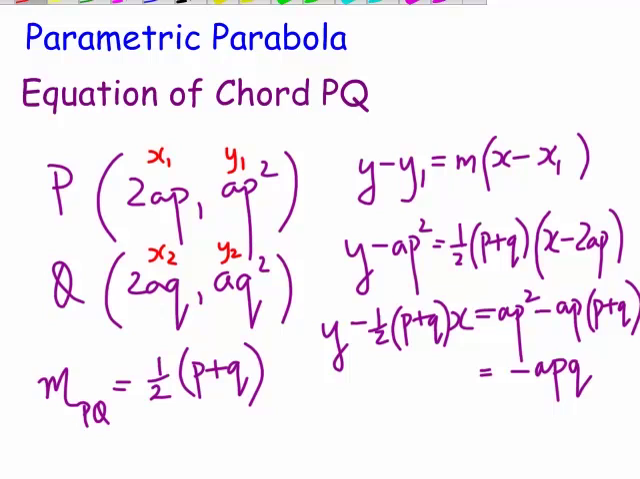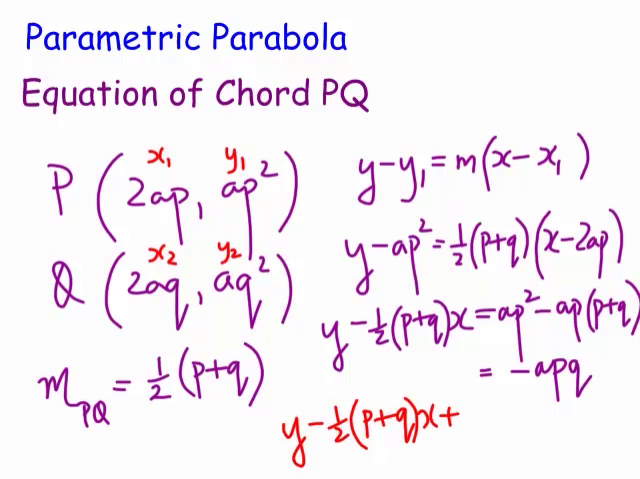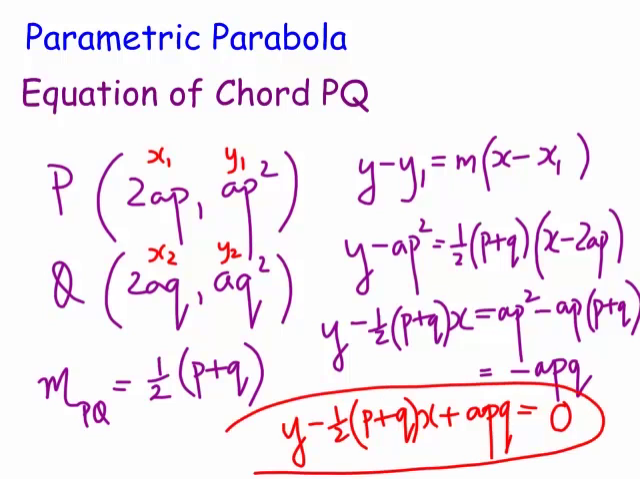Okay, so the chord's equation would be what? y minus a half p plus q x plus apq equals 0, just to put it in general form. So this is now the equation of the chord, the parametric chord PQ from the parametric points P and Q, P being (2ap, ap squared), and Q (2aq, aq squared).